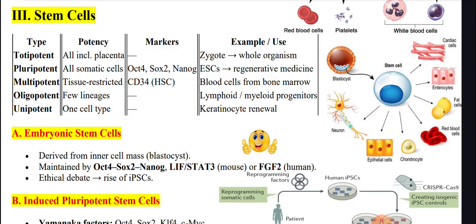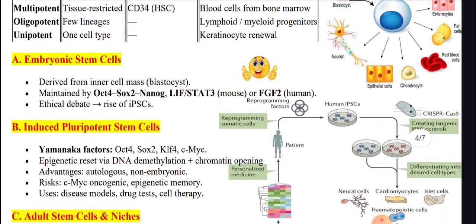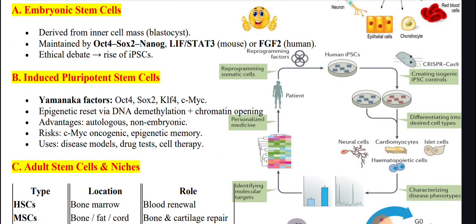Of course, ESCs have always come with significant ethical debate due to their origin. Indeed. The derivation of ESCs typically involves the destruction of a human embryo, which raises major ethical concerns for many people. This was a huge barrier to their potential therapeutic use. But then came a game-changing breakthrough. Induced pluripotent stem cells, iPSCs. This really shifted the landscape, didn't it? Dramatically. This was the Nobel Prize-winning work of Shinya Yamanaka.